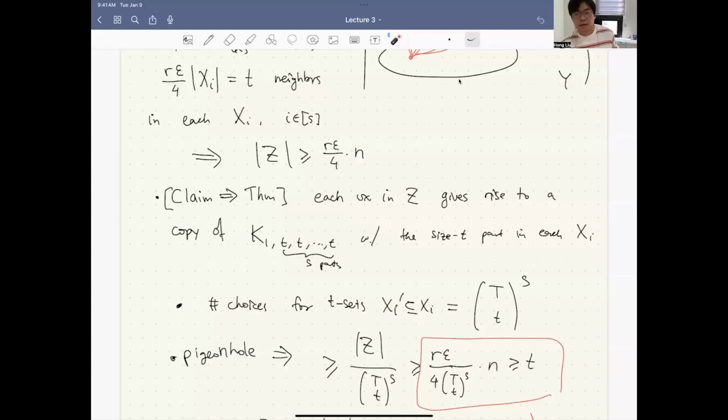Welcome back. Let's continue from last time. Let's quickly finish what remains, the proof for the Erdős–Stone–Simonovits theorem.